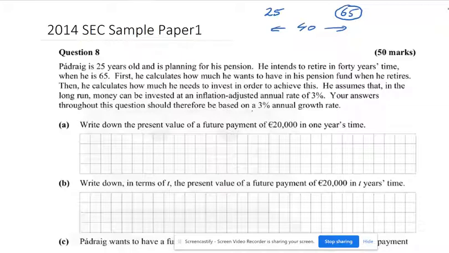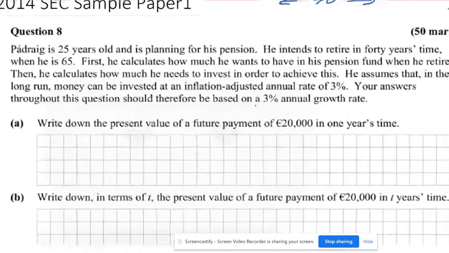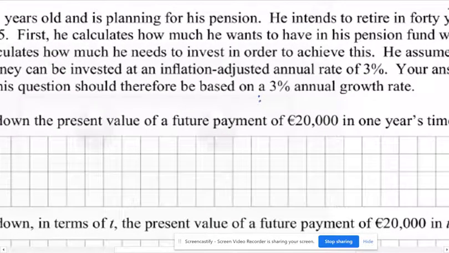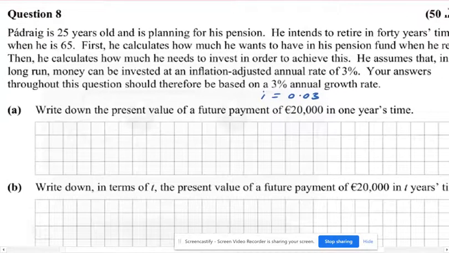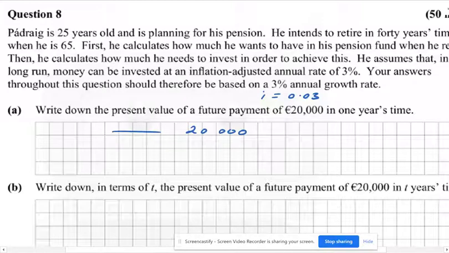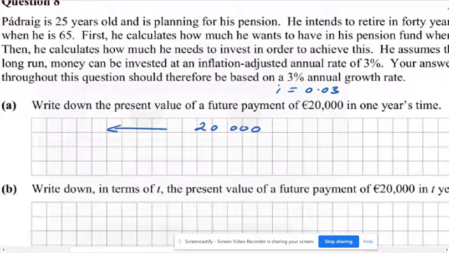And also throughout the question, we can assume that the interest rate is 3%. So the first thing to do, I suppose, is to convert that to a decimal. So it's I is equal to 0.03. Now, part A is write down the present value of a future payment of 20,000 in 1 year's time. So what we're doing here is a payment in 1 year's time. We're bringing that back to its value on the day of the pension, the day of retirement, and it's 20,000.